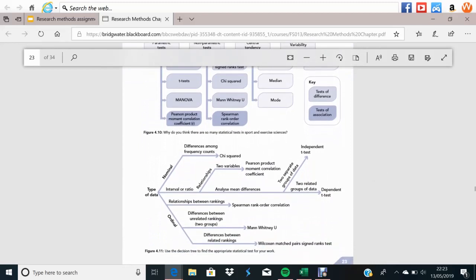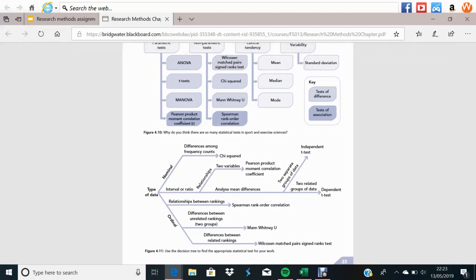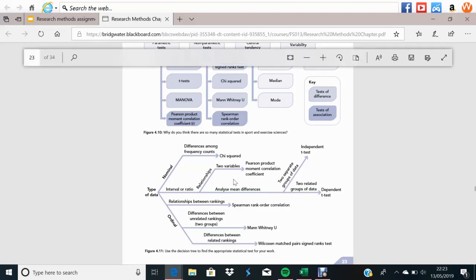So we go down to this diagram. We've already determined that it was interval or ratio, which is this one. So we will follow along this route, and then we will follow the analyze mean differences line, as we're looking to find the mean of the two differences of the netball and basketball shots. We'll follow down this route. And last, we will choose the independent t-test because we have two independent sets of data, which is here, two separate sets of data. So we need to choose the independent t-test.